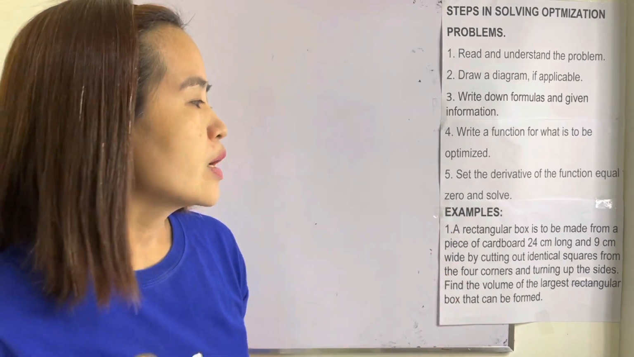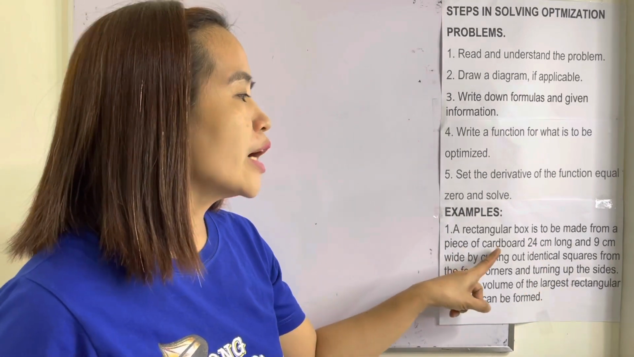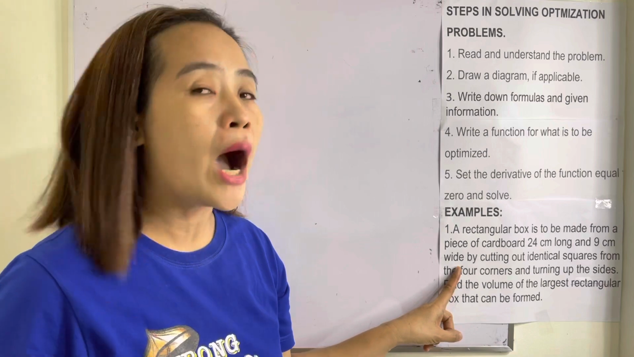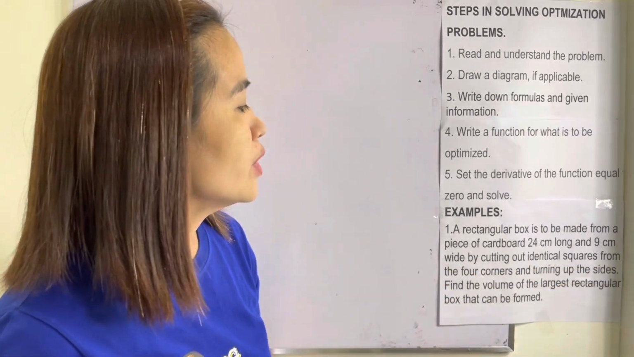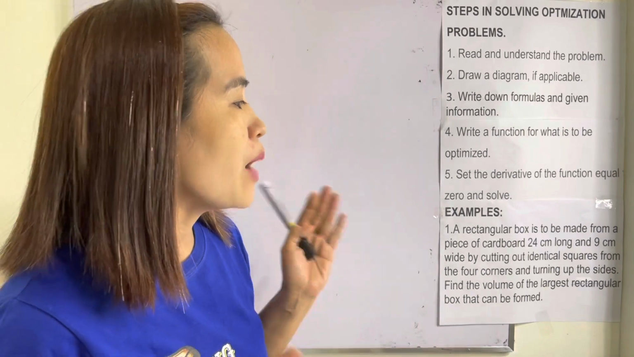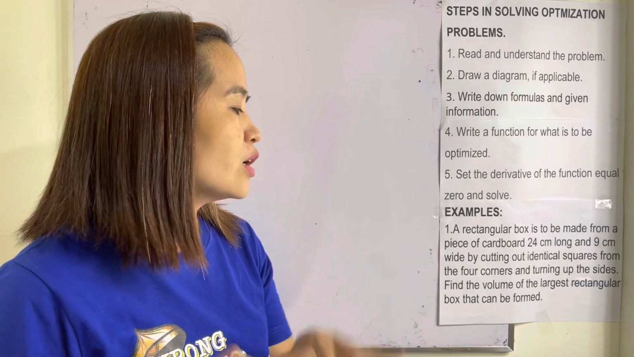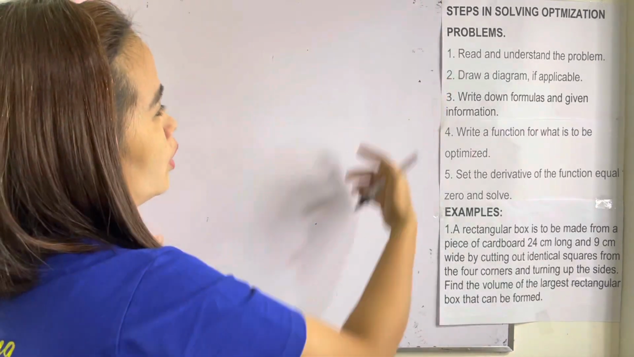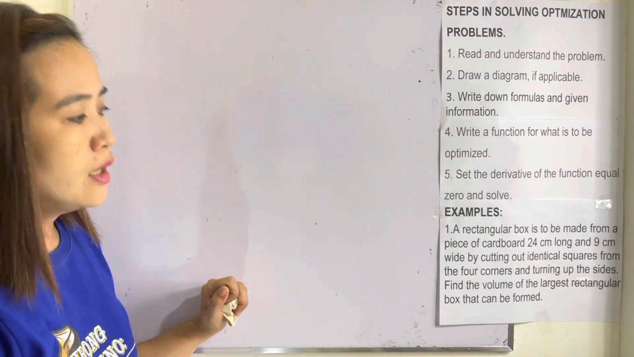Example 1. A rectangular box is to be made from a piece of cardboard, 24 cm long and 9 cm wide. By cutting out identical squares from the four corners and turning up the sides, find the volume of the largest rectangular box that can be formed. Okay, so we already, of course, read and understood it.